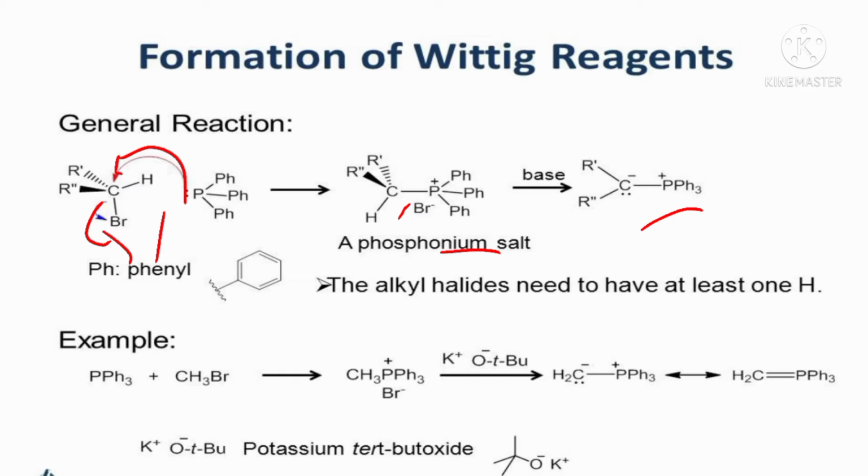Now see one example for the formation of a Wittig reagent. Triphenylphosphine reacts with methyl bromide to form the phosphonium salt. Then this phosphonium salt reacts with potassium tert-butoxide to form the phosphorus ylide. Here delocalization takes place, and this gives a phosphorane.